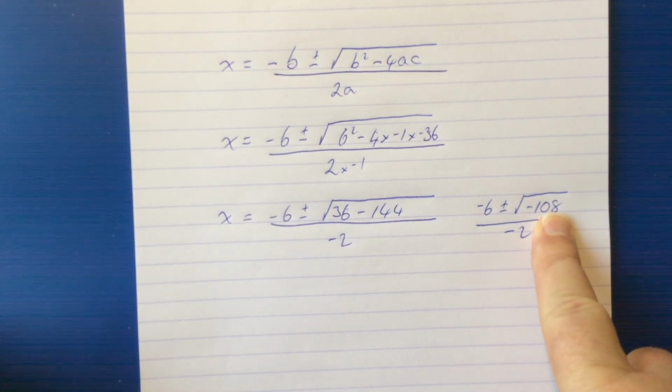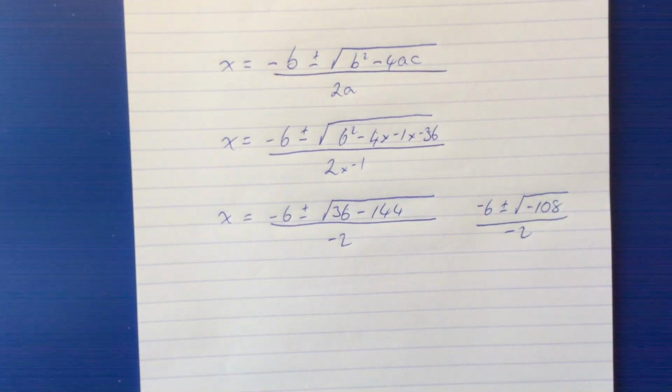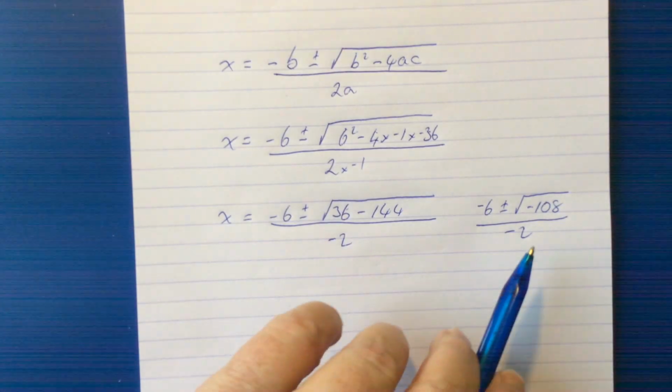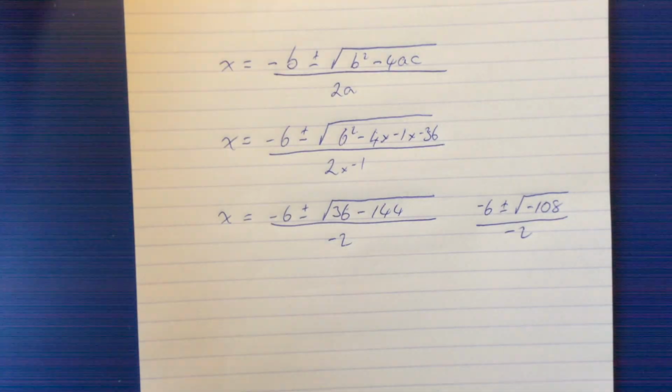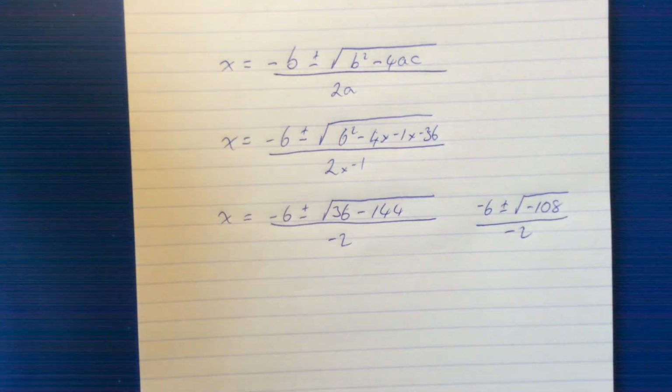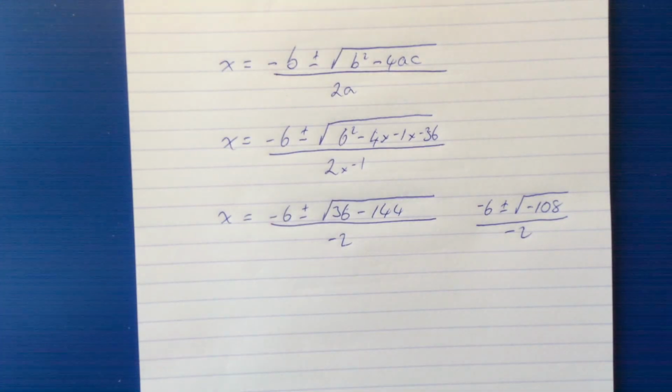We possibly have a problem. Those of you familiar with the quadratic formula would know that when you get a negative number here, you're usually told there is no solution. To be more precise, there is no real solution.